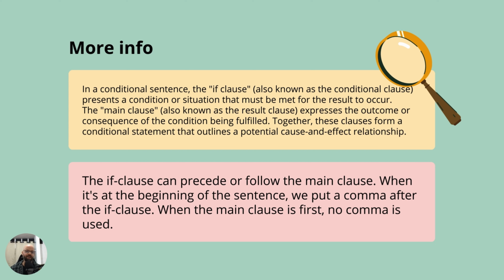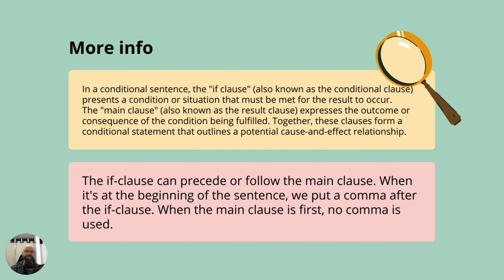The main clause, also known as the result clause, which is the second part, expresses the outcome or consequence of the condition being fulfilled. Together, these clauses form a conditional statement that outlines a potential cause and effect relationship. So cute. These clauses are in a relationship.